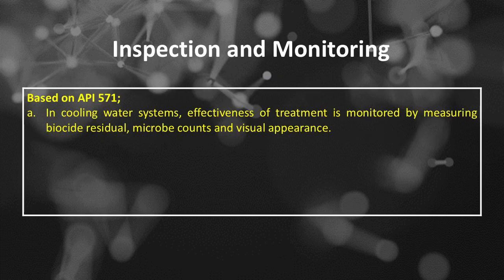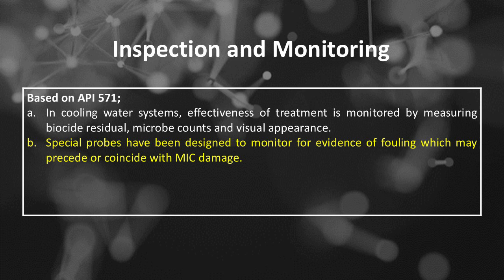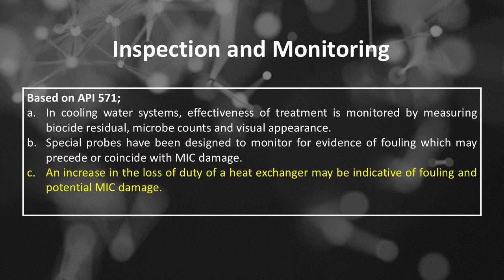Microbiologically induced corrosion inspection and monitoring based on API 571. Number A, in cooling water systems, effectiveness of treatment is monitored by measuring biocide residual, microbe counts and visual appearance. Number B, special probes have been designed to monitor for evidence of fouling which may precede or coincide with MIC damage. Number C, an increase in the loss of duty of a heat exchanger may be indicative of fouling and potential MIC damage. Number D, foul-smelling water may be a sign of trouble.